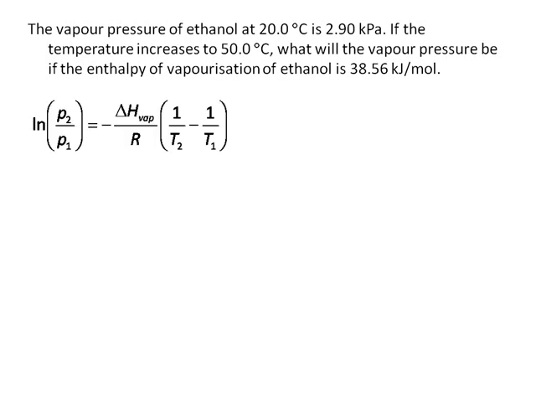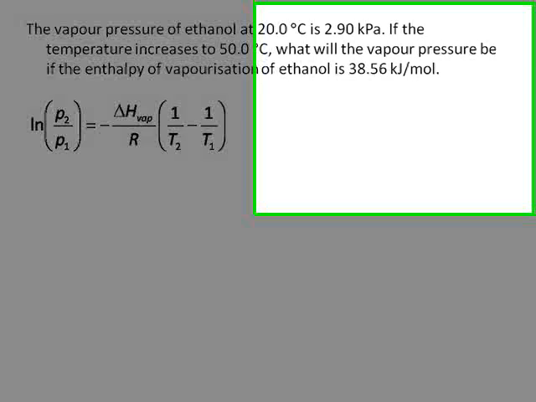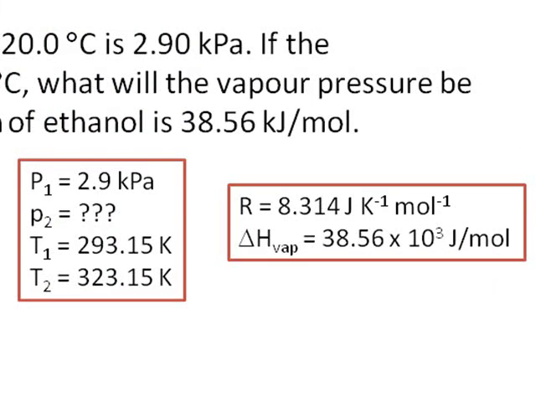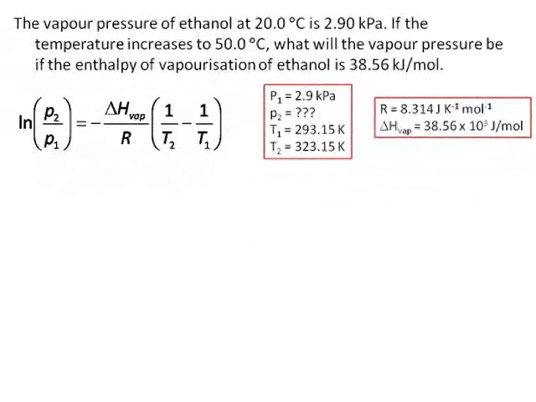Well, here's our Clausius-Clapeyron equation again. We can write out the values that we know. We know the first pressure, P1. We know the temperature at that pressure. You see I have it here in Kelvin, SI units. We know the second temperature, but we don't know the second pressure. We're given the enthalpy of vaporization and the gas constant, which we know.